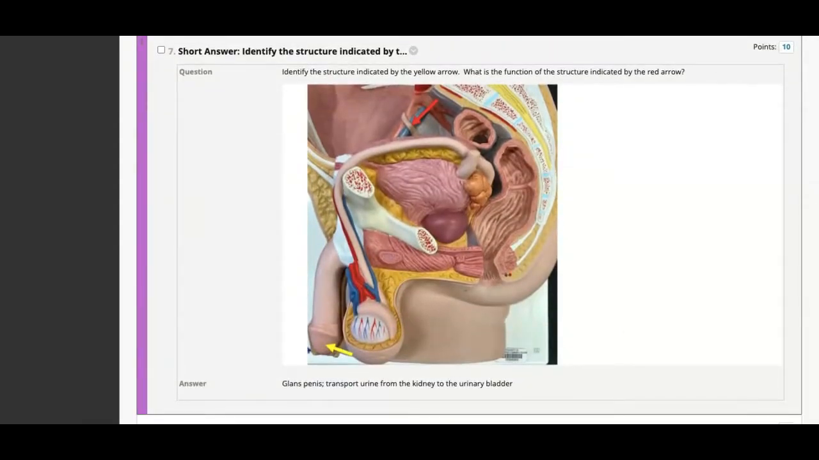Question 7. In question 7, it asks about the yellow arrow. This is the glans of the penis. And the red arrow is the ureter, which brings the urine from the kidney to the bladder.